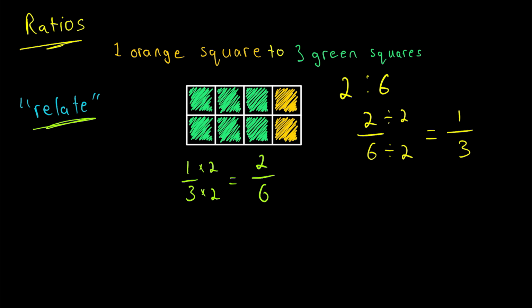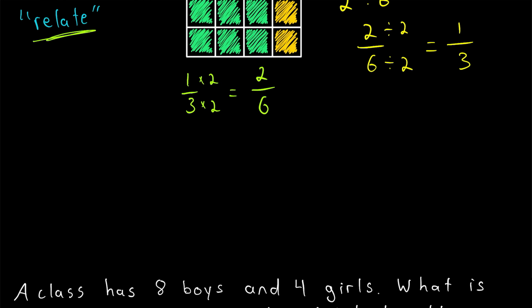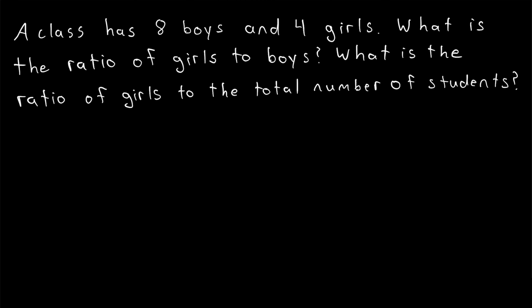So that's what ratios are, pretty straightforward. Let's see a couple more examples to get some good practice in. A class has 8 boys and 4 girls. What is the ratio of girls to boys? There's a second question here, but let's just worry about the first question first. What's the ratio of girls to boys?